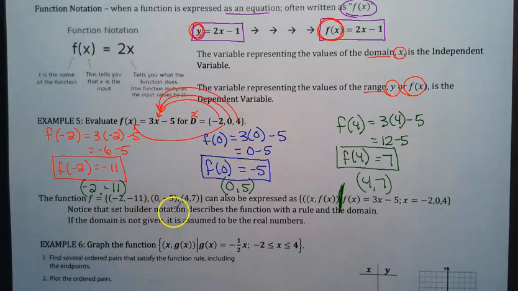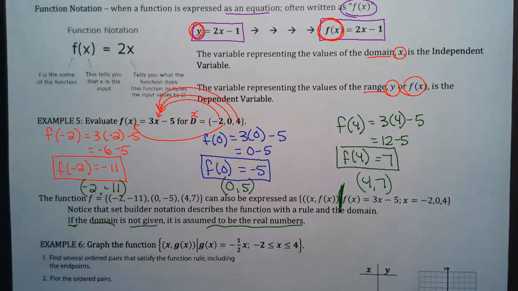So notice that set builder notation describes the function with a rule and the domain. If the domain is not given, it is assumed to be the real numbers. So all of the real numbers.